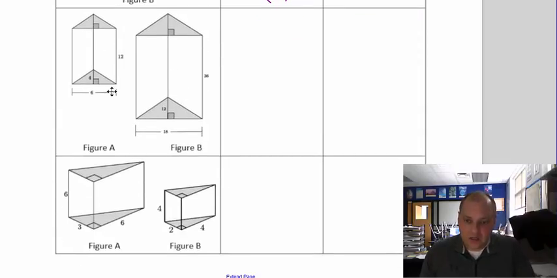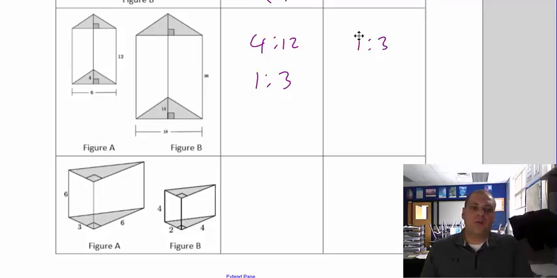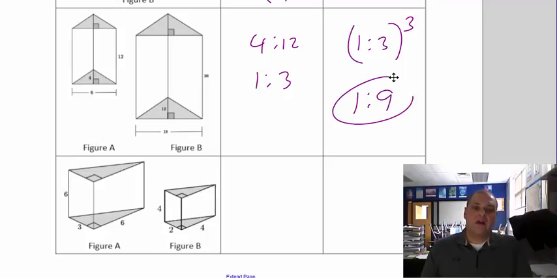This one here is 4 to 12, that's 1 to 3. So it's going to be a 1 to 3 ratio. We're going to cube those, and it's going to be 1 to 9. All right, so the volume ratio will be 1 to 9.